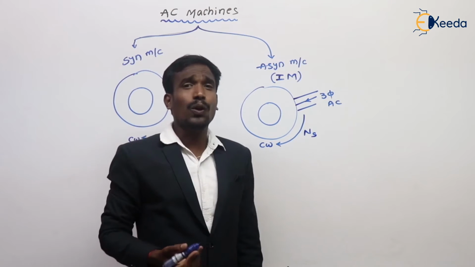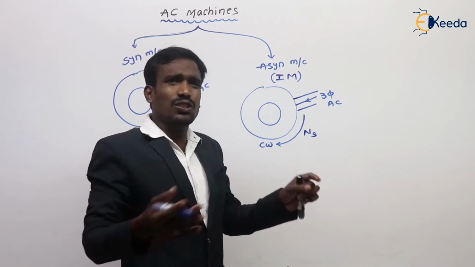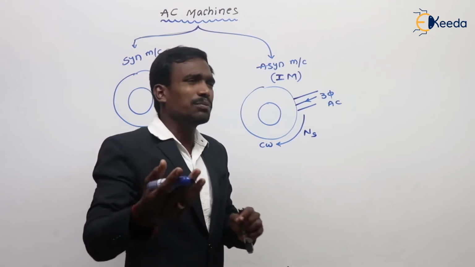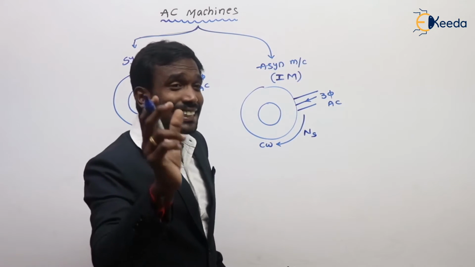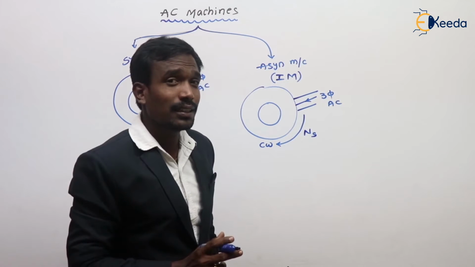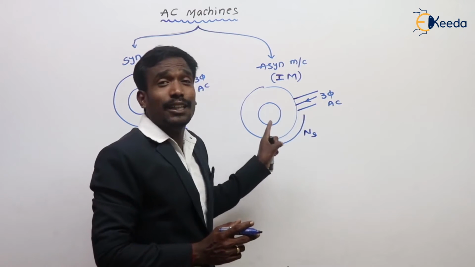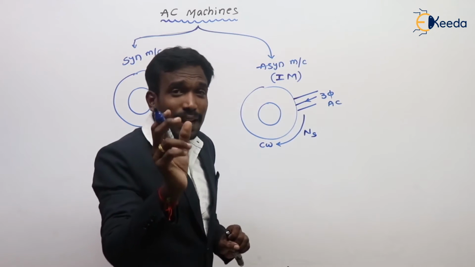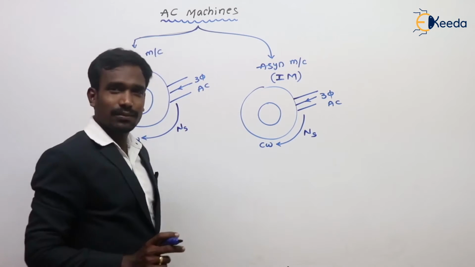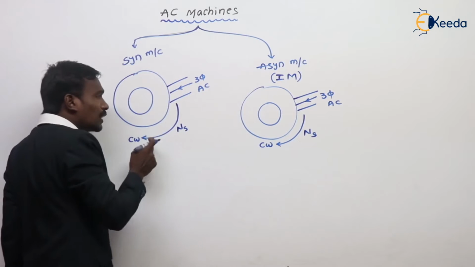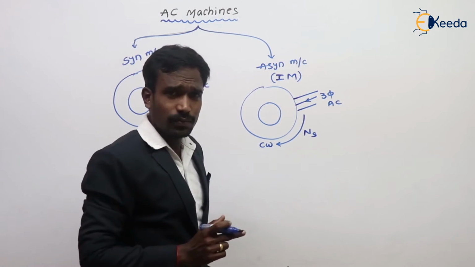If someone asks you what is synchronous speed, people say constant speed or something. That is not the exact definition. What is the exact definition for synchronous speed? The speed of the stator rotating magnetic field. The speed of the magnetic field in the stator is called synchronous speed. This is the magnetic field speed which rotates in clockwise direction in AC machines.